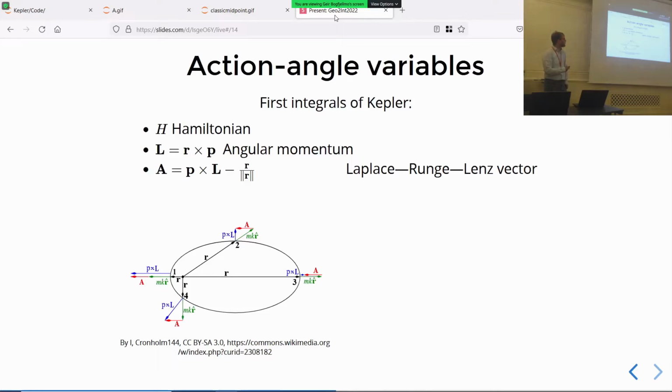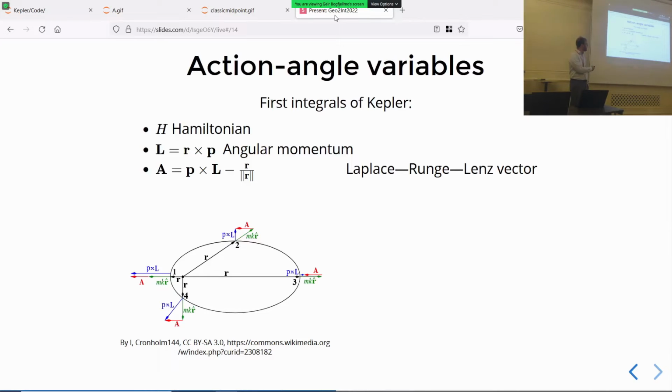And we also have this thing called the Laplace-Runge-Lenz vector. And it looks like this. You take the angular momentum, you take the cross product with P again, and then you subtract something going in the direction of the origin. This is something I took from Wikipedia, and you see there are some constants here, M and K, that I've just set to 1. And you see here an illustration of what's going on.